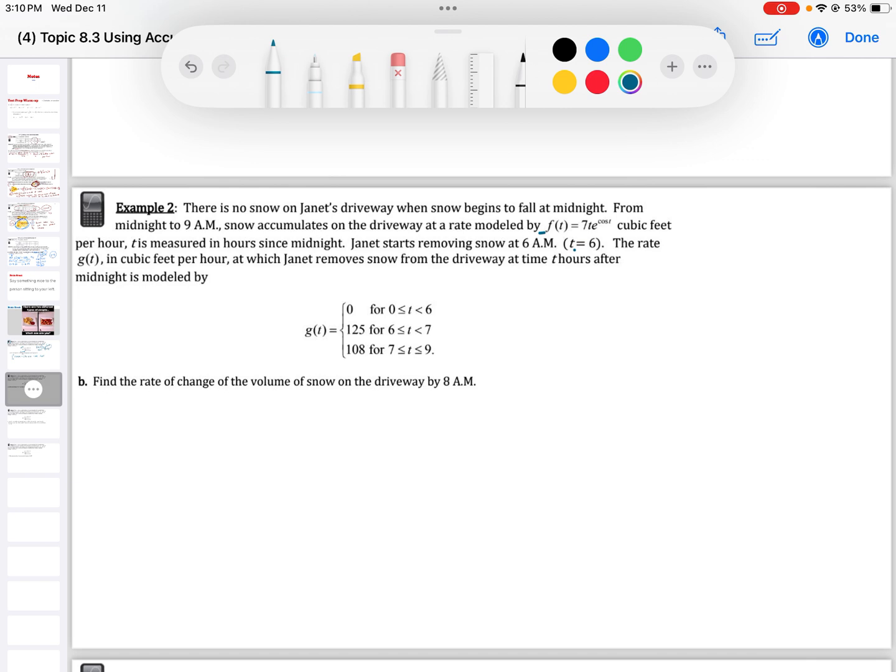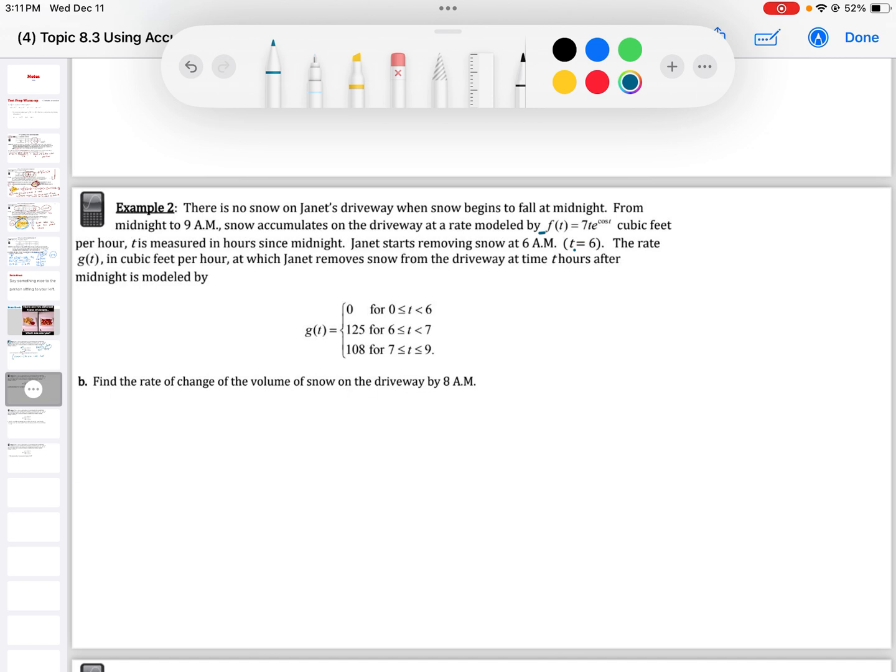Part B, find the rate of change of the volume of snow on the driveway at 8 a.m. Oh, goodness. All right, so the rate is at a moment, right? Rate of change at a moment. It's not rate of change over an interval. So what's happening to the rate of change at 8? Is the amount of snow growing? Is it coming down faster than she can shovel it off? Or is she shoveling it off faster than it's coming down? So the rate of change, if it's positive, the snow is building up. If it's negative, the snow is being removed. She's faster than how it's coming down.